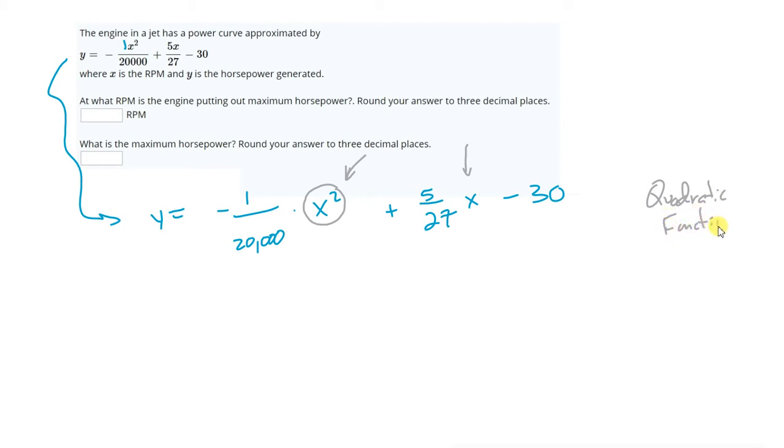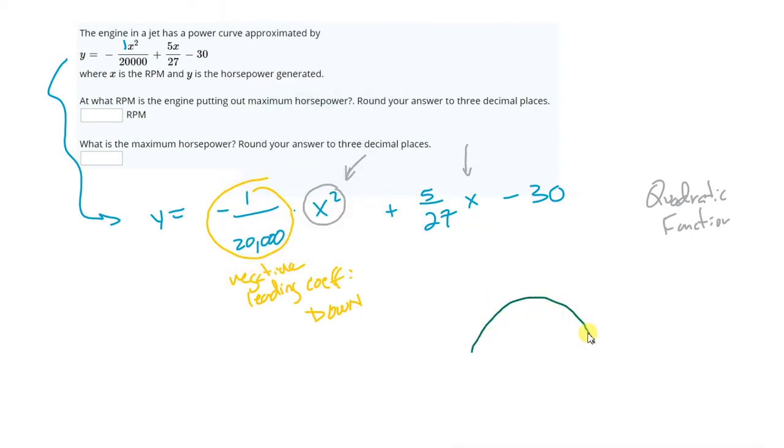And so what do they want to know about it? First of all, what's the input, what's the output? If I graph it, is it a parabola opening upwards or downwards? Well, what's my leading coefficient? My leading coefficient is negative. When you have a negative leading coefficient, that means you open downwards, right? So I have a downward parabola.